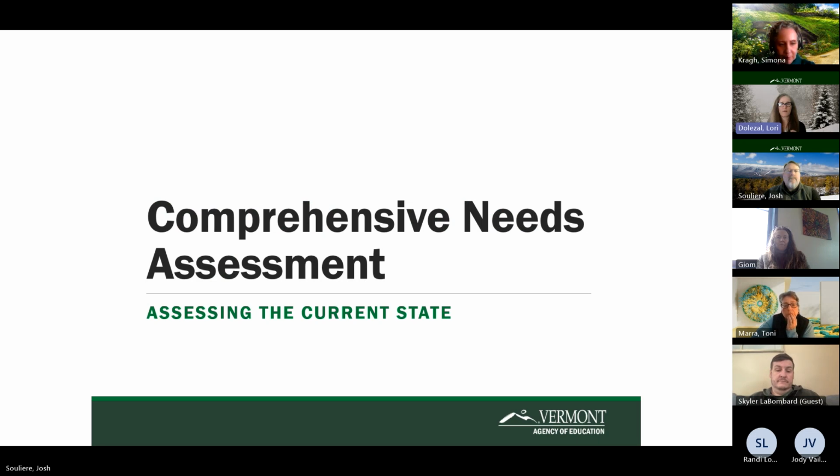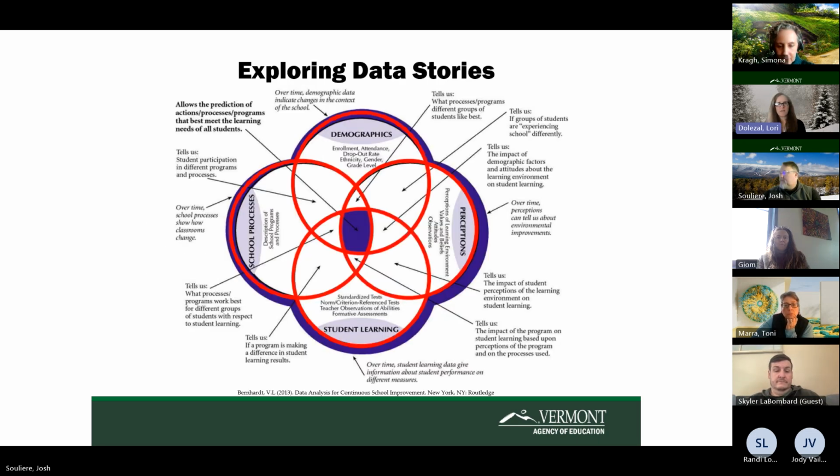Okay, so let's dive into the comprehensive needs assessment. We're going to provide you now with an overview of the main types of data that we suggest you explore during your needs assessment. And these are the types referenced in our toolkit as well, so that you are taking a systemic approach to analysis. From this graphic, you can see the four types of data we suggest looking at are related to student learning or outcome data, demographic data, perceptions data, and school process data. And this graphic illustrates some of the data types and how those overlap with each other. We're going to explore those now a little more in depth.